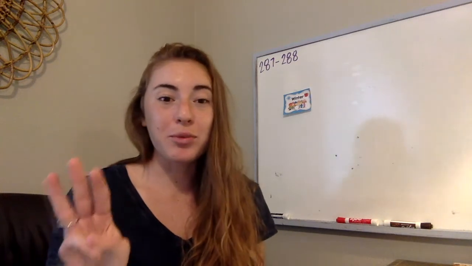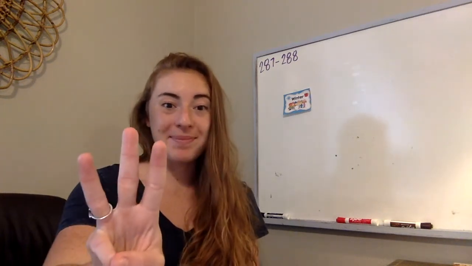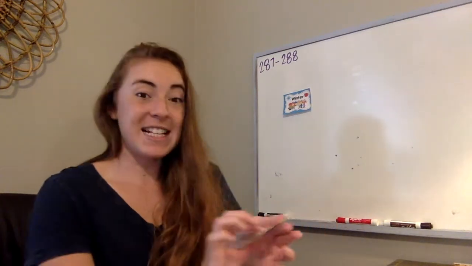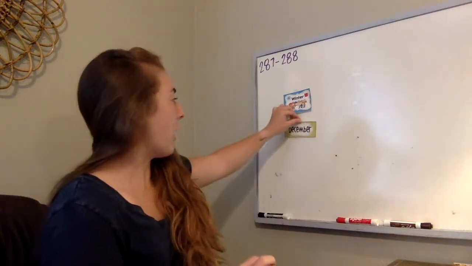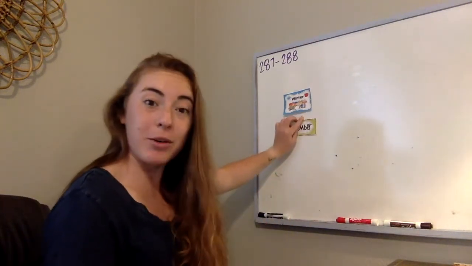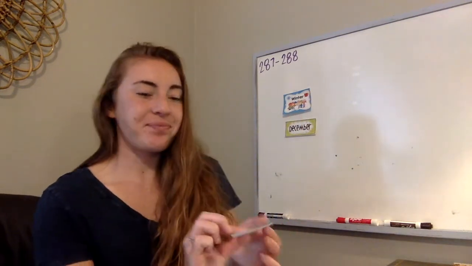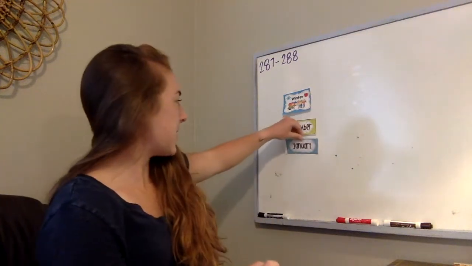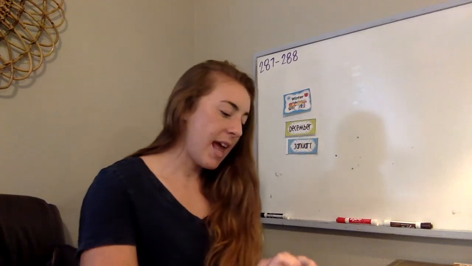And there are 3 months in the season of winter. How many months? 3. The first one is December. This is the month that we celebrate Christmas, and it's the month that we go on winter break or Christmas break. The next month is January. That's when we celebrate the New Year's, and that's the month that we come back to school.